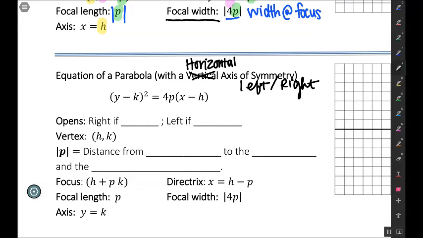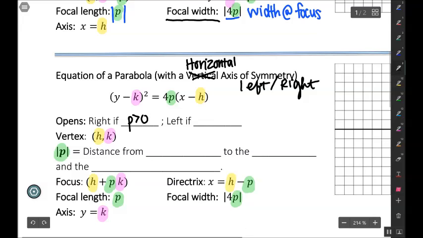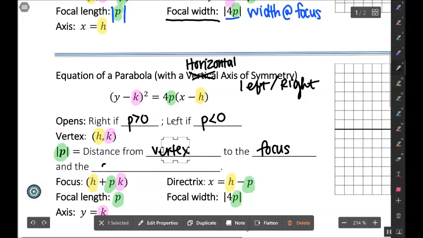Okay, so to begin with, let's pay attention to the equation. H is over here. K is over here. If you remember that X kind of goes with H and Y kind of goes with K, it's going to be helpful. And then P we have here. It's going to open to the right if P is positive, and open to the left if negative. And P is still going to be the distance from the vertex to the focus and the directrix.